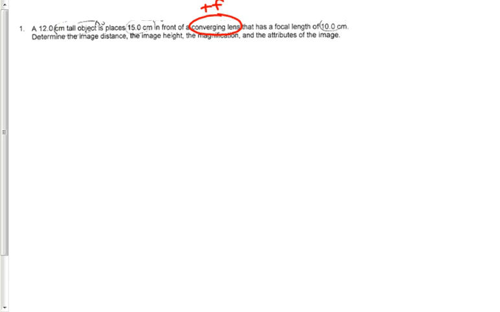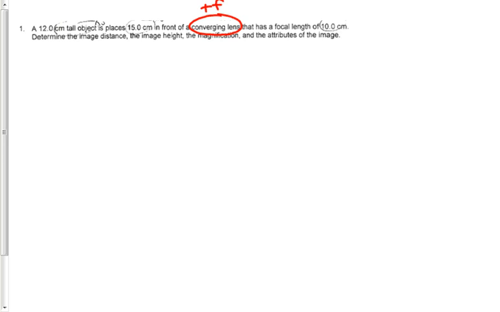Listen, if it's converging and you don't circle it, you're probably going to get away with it, right? When it's really important to circle it is when it's diverging, okay? Because that's when you have to make it a negative focal point, and if you forget to do anything with it, you're going to make a mistake. If you forget to do anything with this one, well, in the end, you're going to make it positive, and that's what it should be.